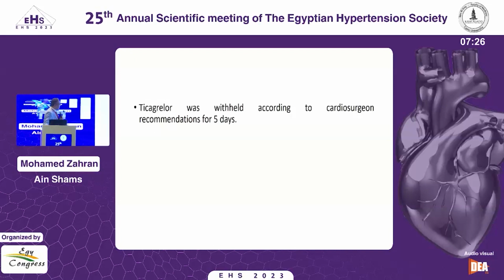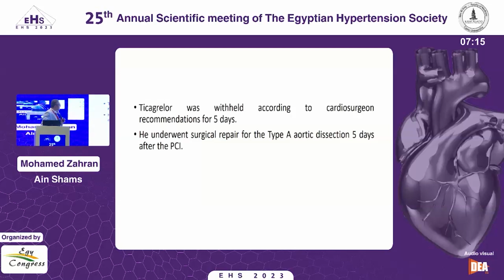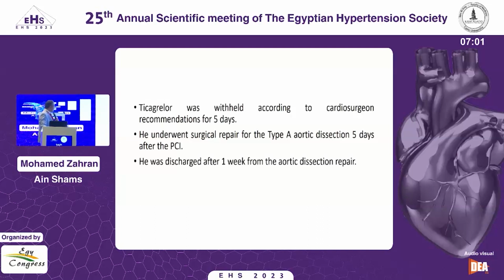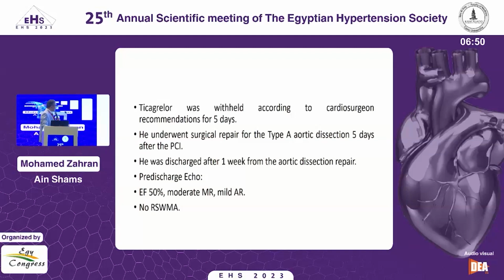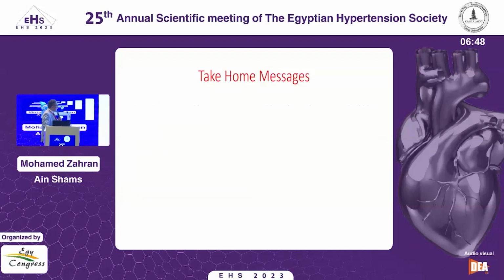Okay, so we called the cardiac surgery. We stopped the ticagrelor for 5 days, and thank God, we had a 4.5 millimeter short stent, so the patient did not develop stent thrombosis. He underwent a surgical repair for a type A aortic dissection 5 days later, just a simple aortorrhaphy, not involving changing the aortic valve or a mechanical valve, and he was discharged after 1 week. Pre-discharge echo: 50% ejection fraction, moderate mitral regurgitation, mild aortic regurgitation, no wall motion abnormality.